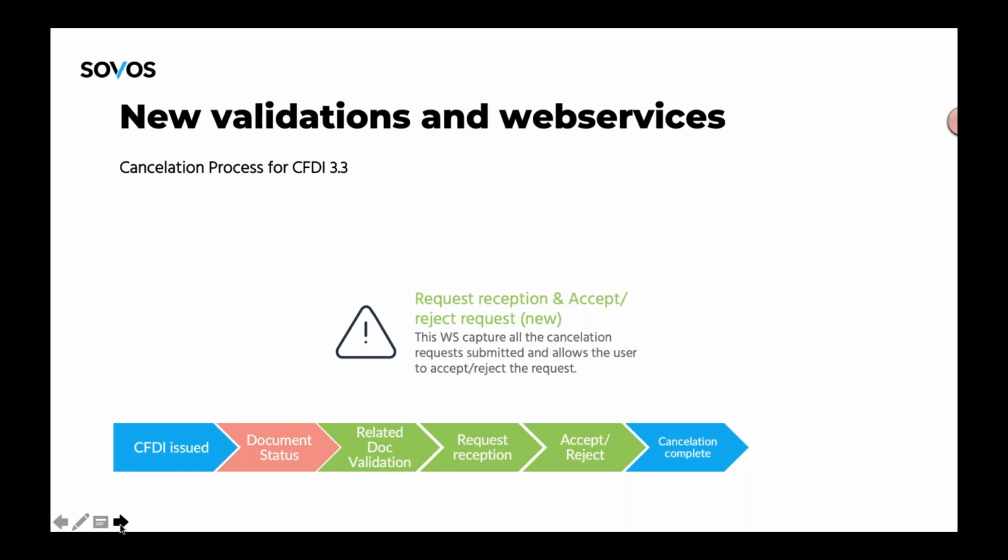So now, as a taxpayer, you need to receive this communication and be able to produce an answer back within 72 hours. After these new four steps, the cancellation is considered complete, and in the database the document will be canceled. The UUID will be canceled, and you can receive the new update of the document saying the document was canceled with approval, without approval, or without any action from the receptor.